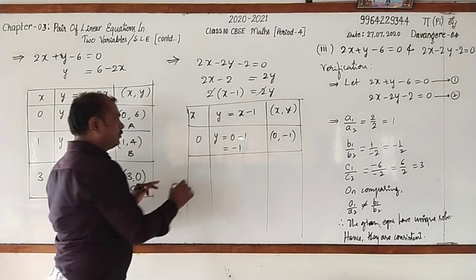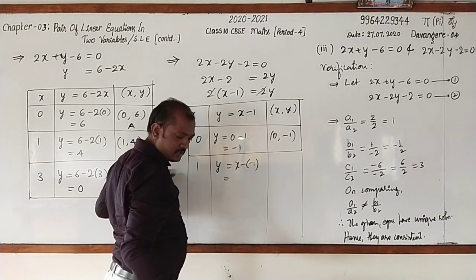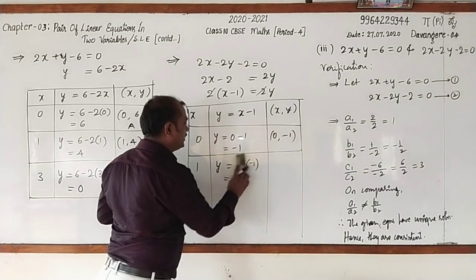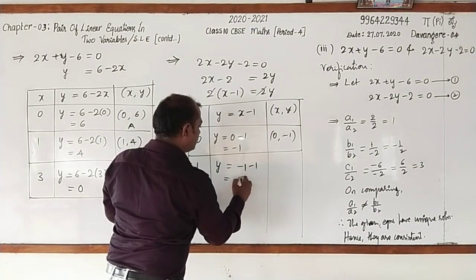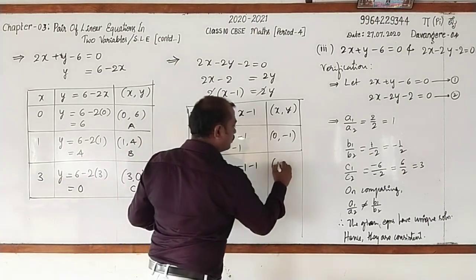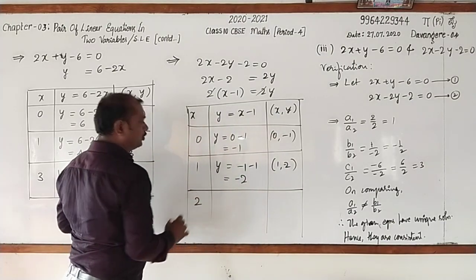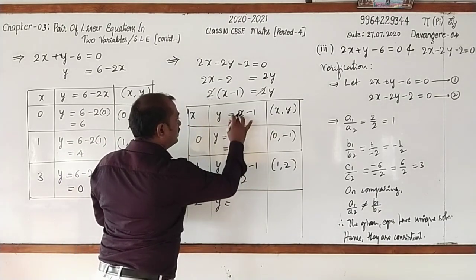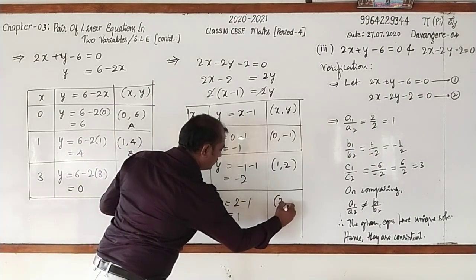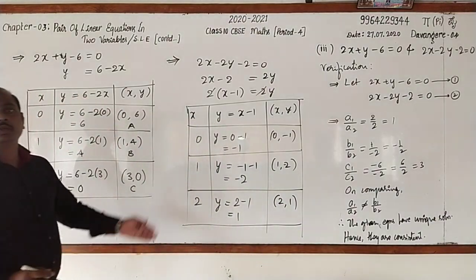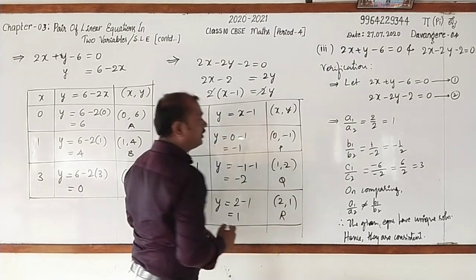Next, take 1. y is equal to x minus 1. Sorry, in place of x we should write 1. Then 1 minus 1 is 0... Let me restate: the speaker substitutes values and gets the point 1 comma minus 2 as stated. Next, when x is 2, y is 2 minus 1, which is 1. 2 comma 1. You may name these coordinate points as P, Q and R.